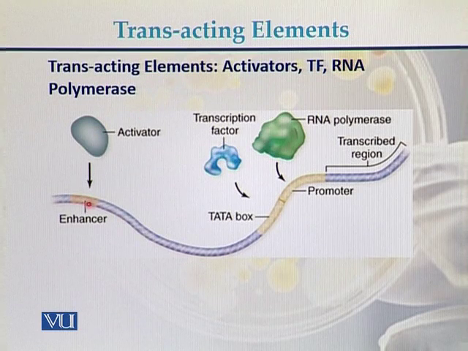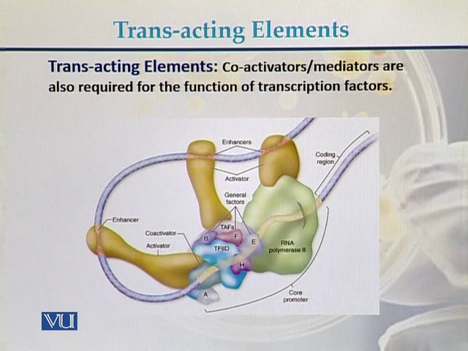Here we can see the enhancer sequence, and this is the activator protein. This activator protein is called a trans-acting element. Here is the RNA polymerase. It is also called a trans-acting element. Transcription factors that bind to the promoter region or TATA box are also called trans-acting elements. So trans-acting elements can be activators, transcription factors, or RNA polymerase. All these are called trans-acting elements.